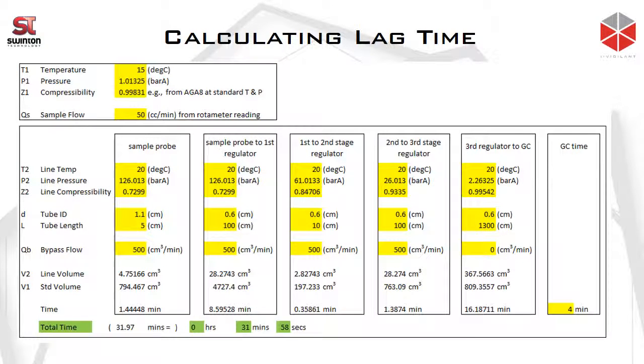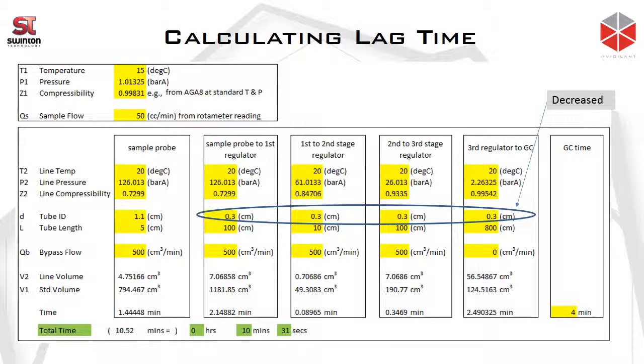Going back to the first example again, if we instead reduce the tube ID, from 0.6 of a centimetre to 0.3 of a centimetre across all of these stages, and also if we slightly reduce the length of the tubing from the third regulator to the GC, we'll see that the total lag time has decreased significantly. So you can make a big difference by redesigning your sample letdown system.